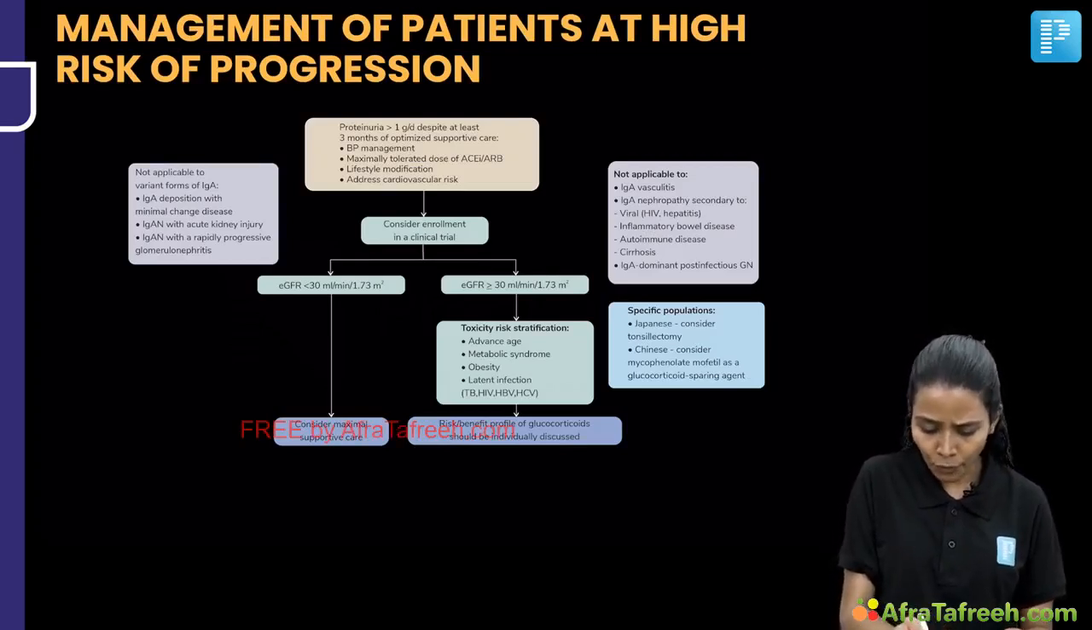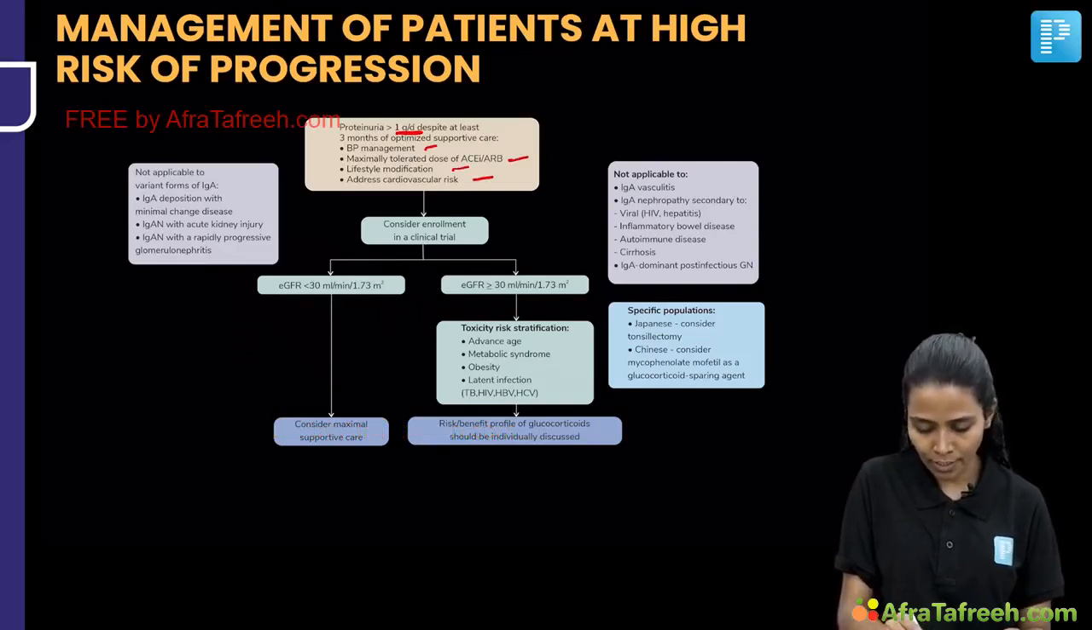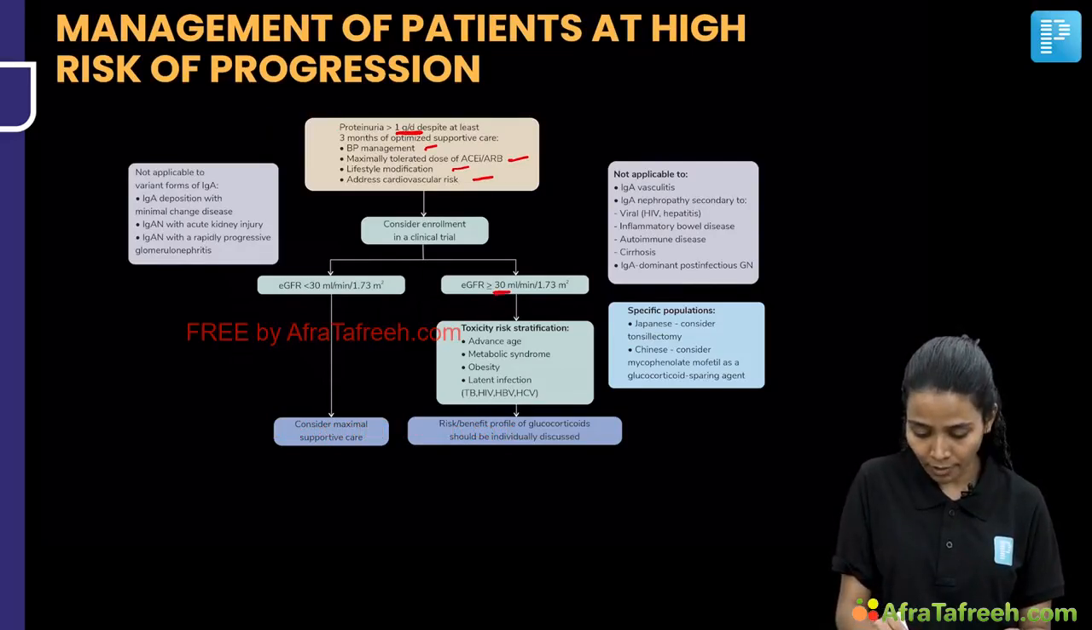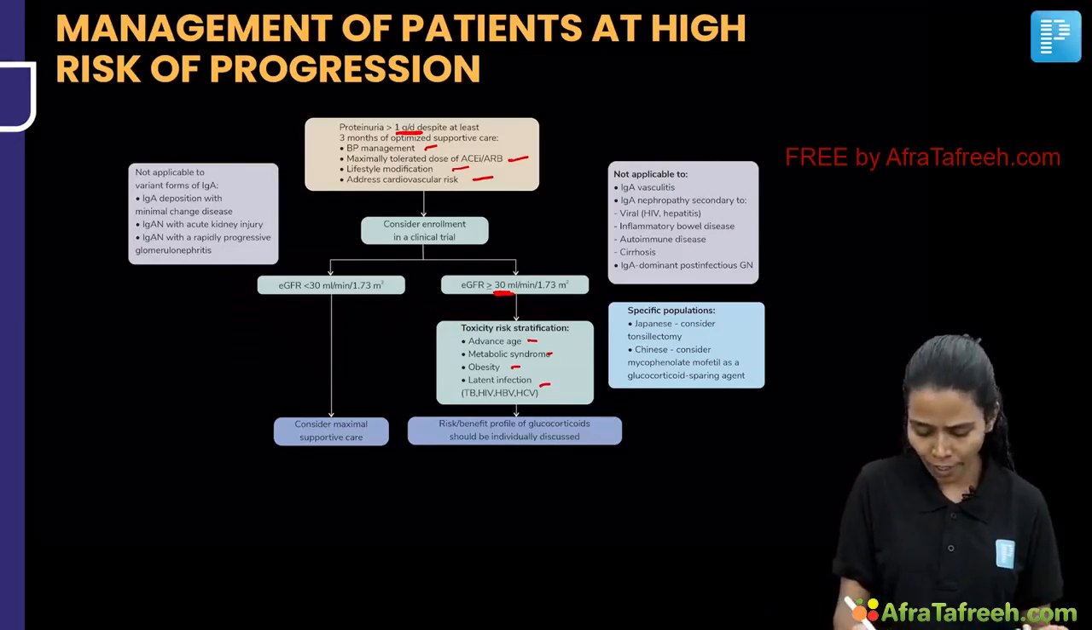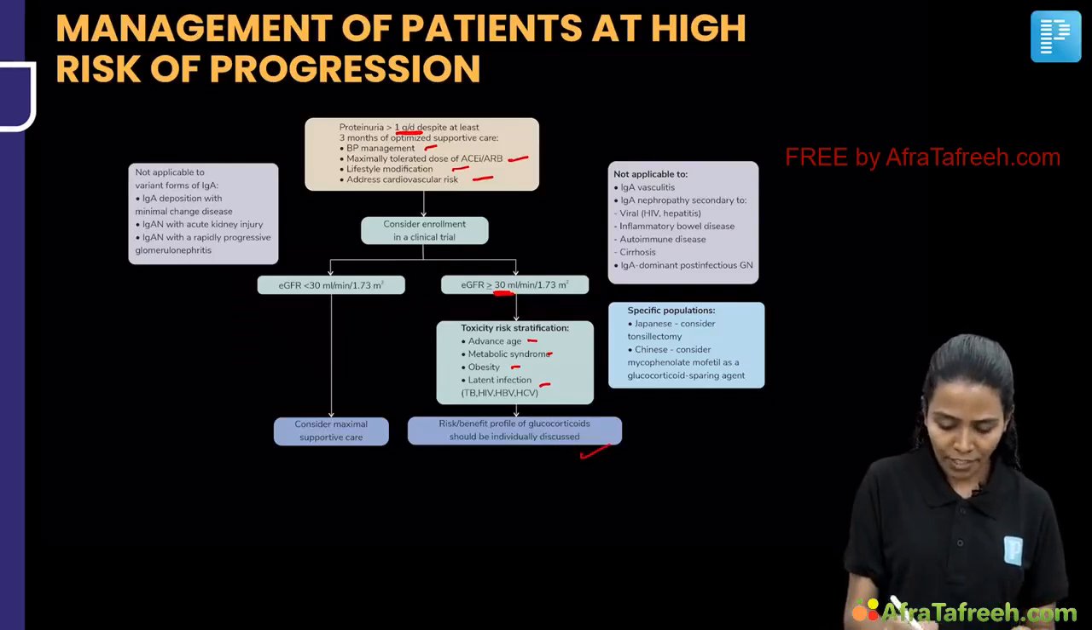Proteinuria more than 1 gram per day despite 3 months of optimized supportive care, that is BP management, ACE inhibitor/ARB, lifestyle and cardiovascular risk management. Then consider enrolling them in the trial if eGFR is more than 30 and if there is no risk like advanced age, metabolic syndrome, obesity or latent infection. Basically, if there is no contraindication to give steroid, then you can give steroid. But if eGFR is less than 30, go for supportive care.